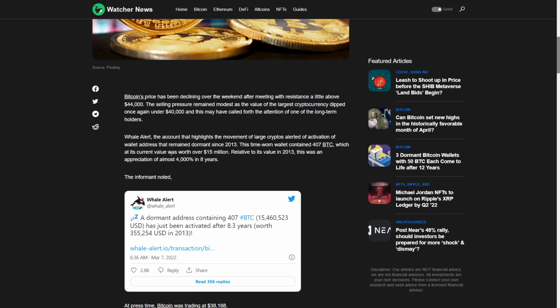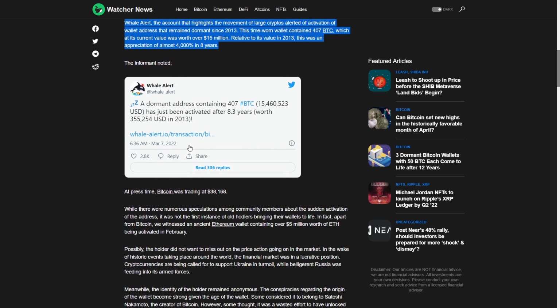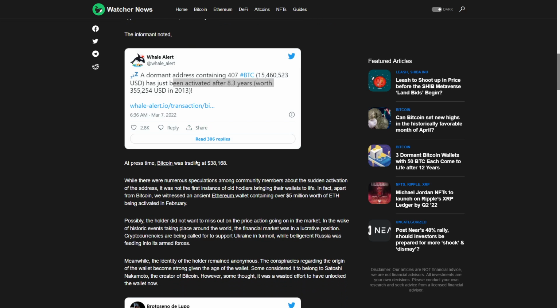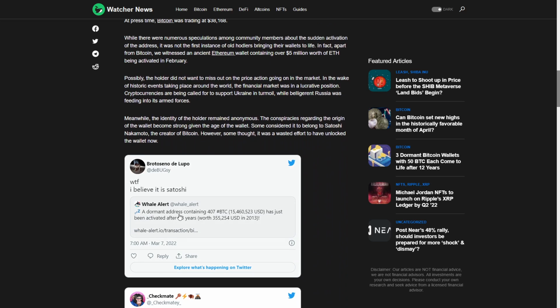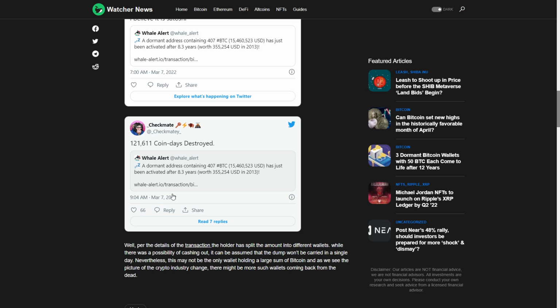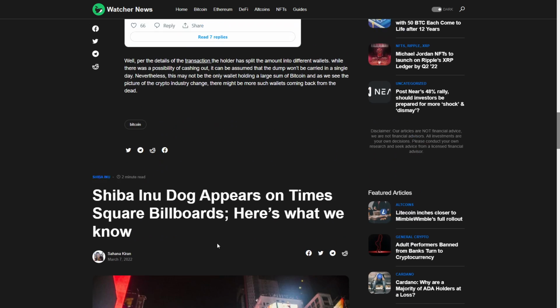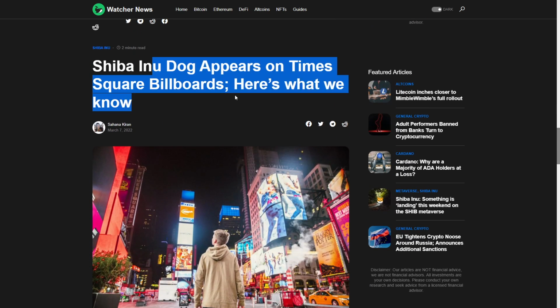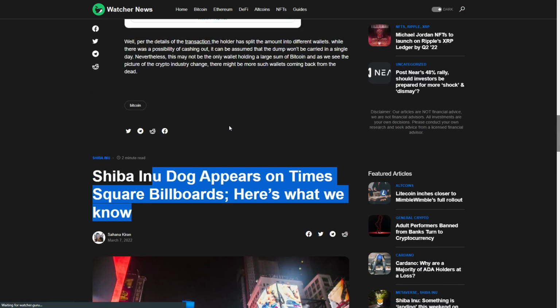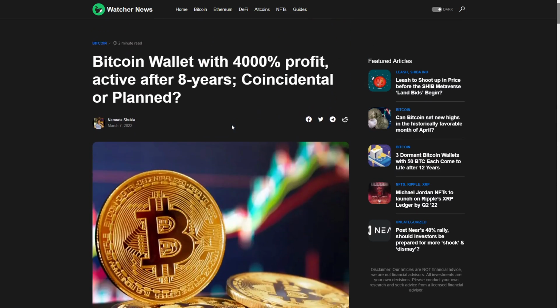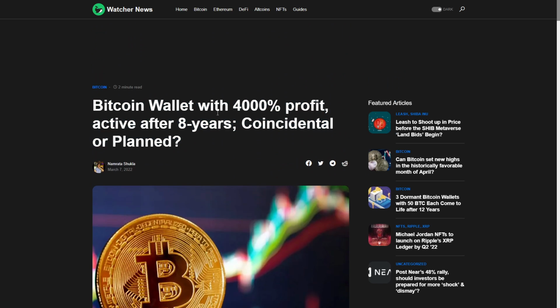Relative to its value in 2013, this was an increase of 4,000% in 8 years. And it has been activated after 8.3 years, worth 355,000 in 2013. And, you know, people are saying it's Satoshi, but it seems like 407 Bitcoin has just been activated. People are using their older wallets, and Shiba Inu is appearing on the billboards, like Shiba Inu going around. Maybe some people will remember, you know, I bought Shiba Inu. Oh, I have Shiba Inu here.